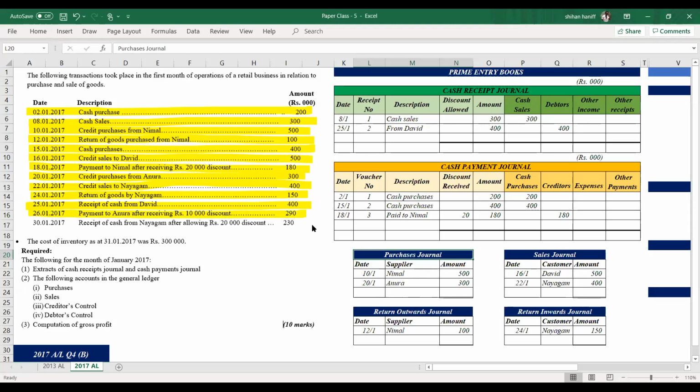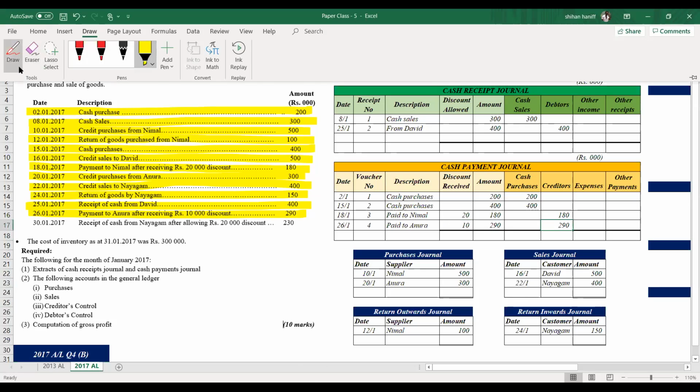26th January, payment to Anurag after receiving 10,000 discount. So discount is 10,000. 26th January, it's a payment paid to Anurag. Discount is 10,000. Amount is 290,000.